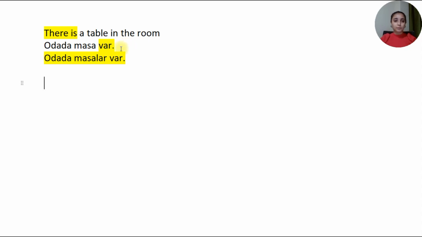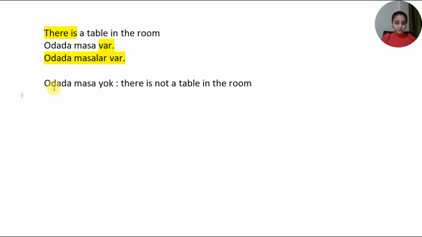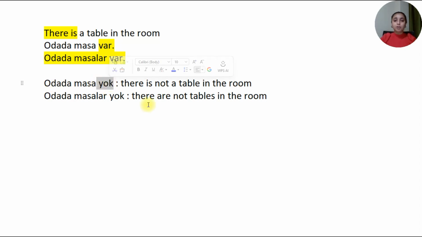And what about yok? If we want to say yok, it can be there isn't or there aren't. Let's say odada masa yok. It will be there is not a table in the room. I will say odada masalar yok. Now it becomes there are not tables in the room. This is the main difference. And I won't change this yok word and var word.